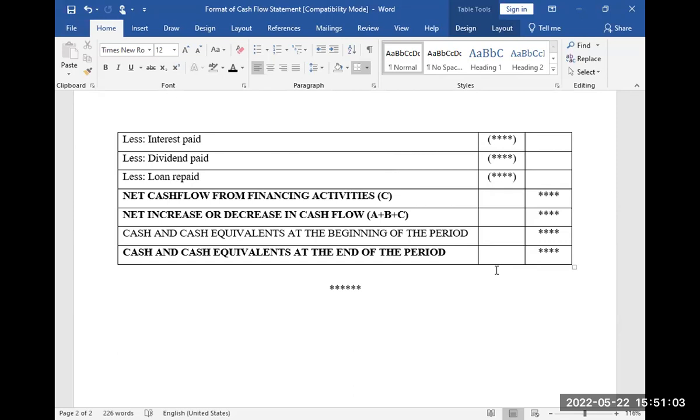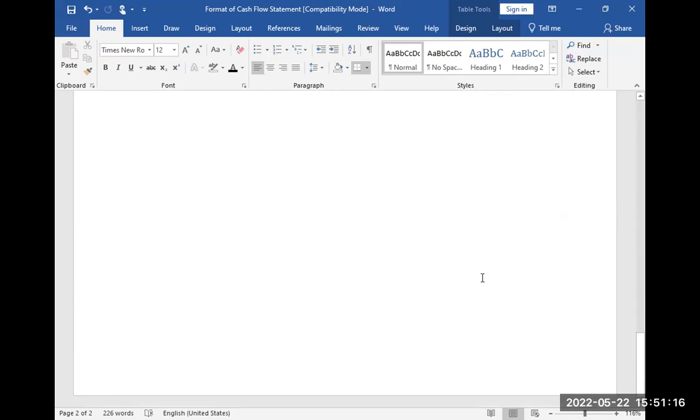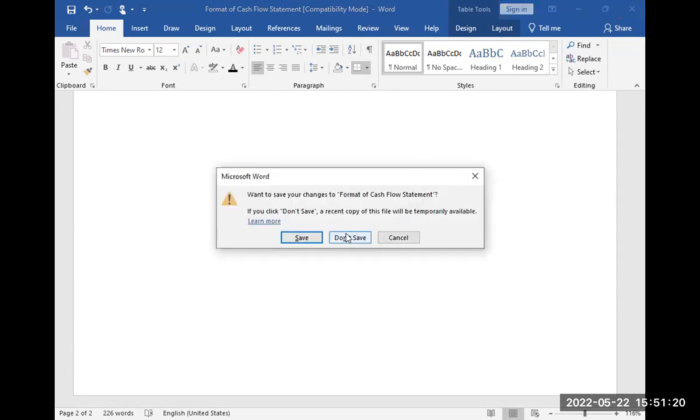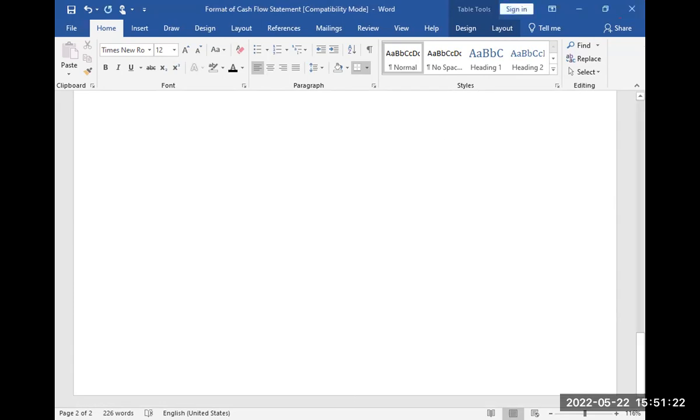Any doubt in the statement? The statement, or in the understanding of the cash flow statement? Cash flow concept itself? This is about theory. One small question we can work out.